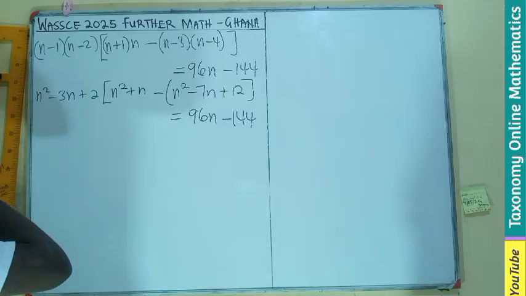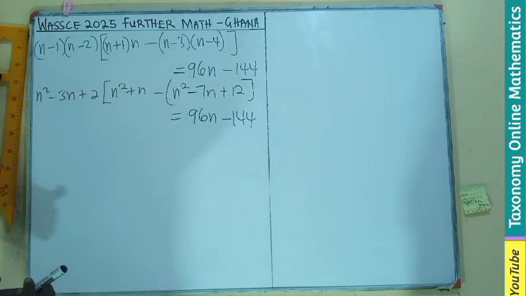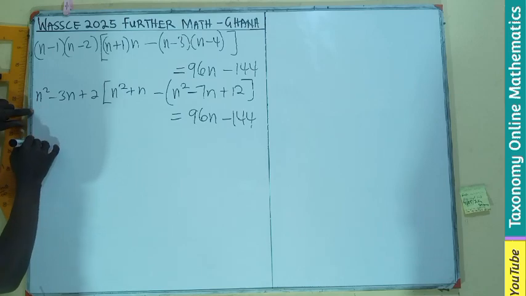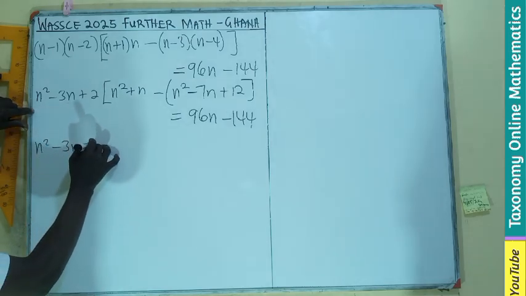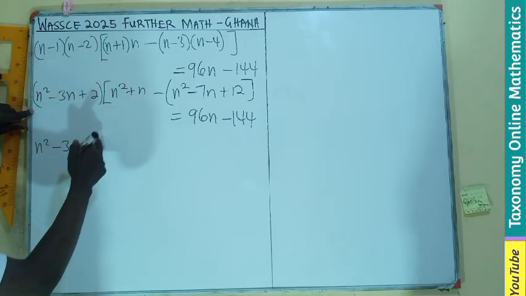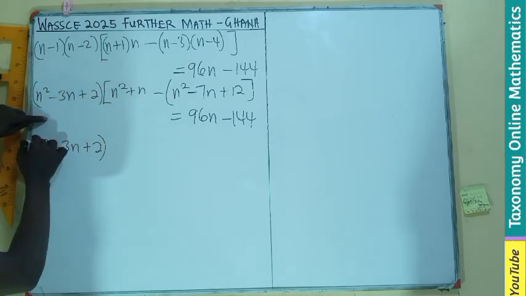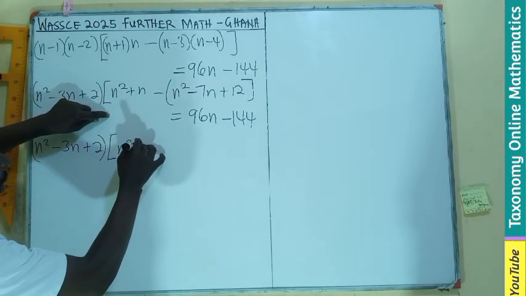So what do we do? You can see if this bracket is open, this n square will be taken care of. So let me still have my n squared minus 3n plus 2. Let's put a bracket so that you will not be confused that this 2 is the one multiplied by the whole bracket. Okay? Then let's still maintain n squared.